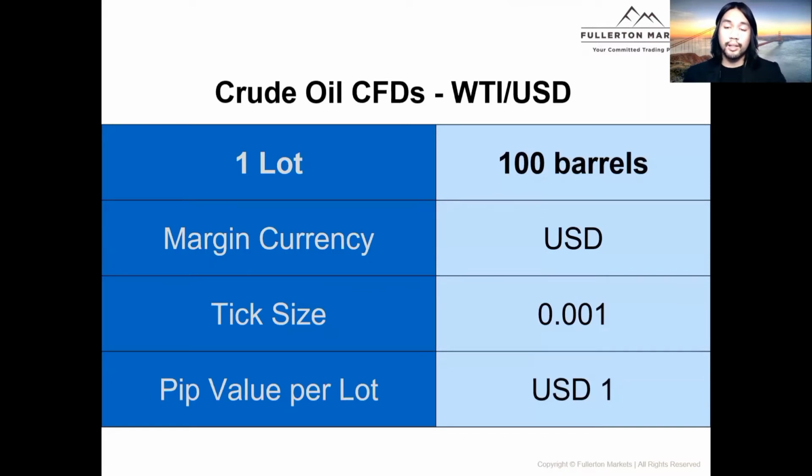So this was from earlier. WTI USD or oil is equivalent to 100 barrels. Margin currency is in US dollars. Tick size refers to the minimum number of movements in price. Here it's 3 decimal points. And what is the pip value per lot? It is approximately 1. So for every 1 pip movement in the price of oil at 1 lot, you get 1 USD. That is it. Let's move on.